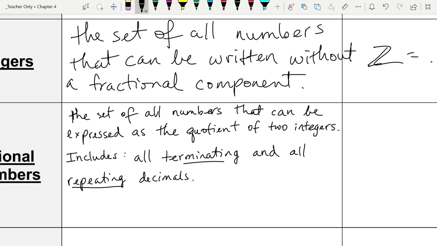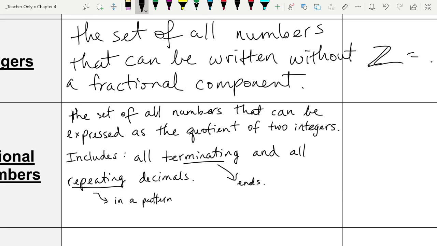Do you guys remember this? Is this what it sounded like in grade 9? Anything you can make a fraction out of, or a decimal that terminates or repeats. So I guess we should talk about what that means. What does it mean to terminate? Terminate, of course, means ends. And of course, repeating means in a pattern.